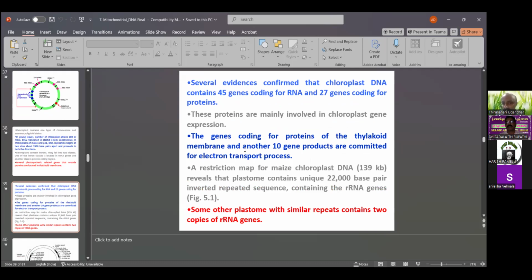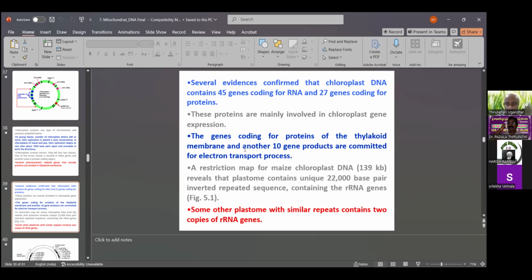The total of 45 genes are coding for RNA, ribonucleic acids, and 27 are coding for proteins. This is the total number of genes located in the chloroplast DNA, or plastid DNA. These proteins are mainly involved in chloroplast gene expression. Both the protein-coding genes and the RNA-coding genes are responsible for gene expression. Gene expression plays an important role in the metabolic activities of the photosynthesis process.